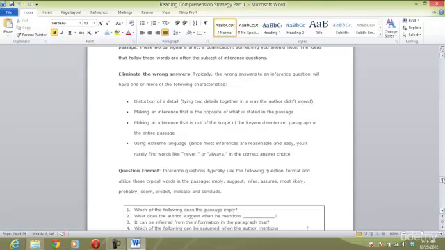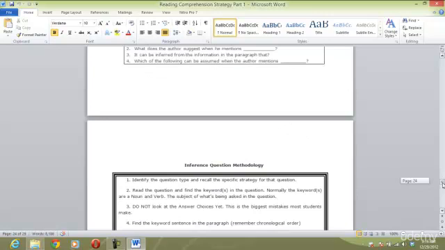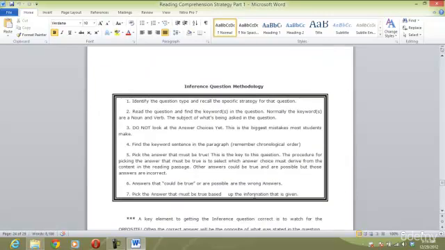And we give you real good information and detail about how to do those inference questions. It's pretty much the same strategy. Read the question, find the keywords in the question. Find the keyword sentence in the paragraph. Remember chronological order. Pick the answer choice that must be true. Could be true or possible answers are always wrong.